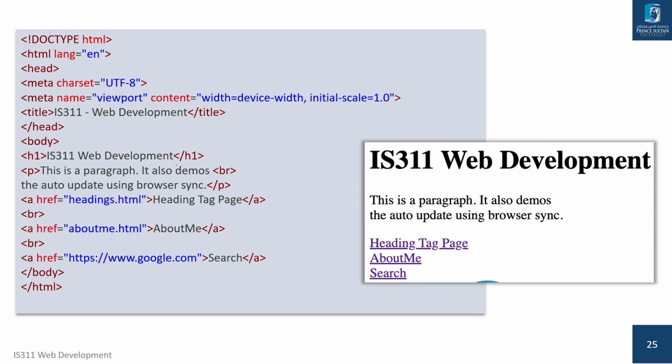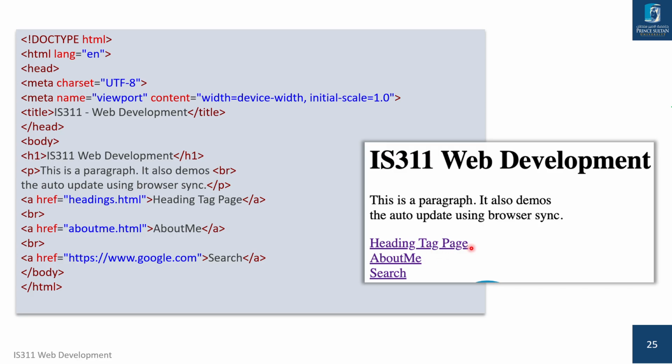So here's an example. You can see that I have put an A, and we say href, and then I say heading element, heading tag page. So when I click on that, it should open that page if it exists over there. And then we also have the about me page. And then we also have the href where I am trying to open google.com.